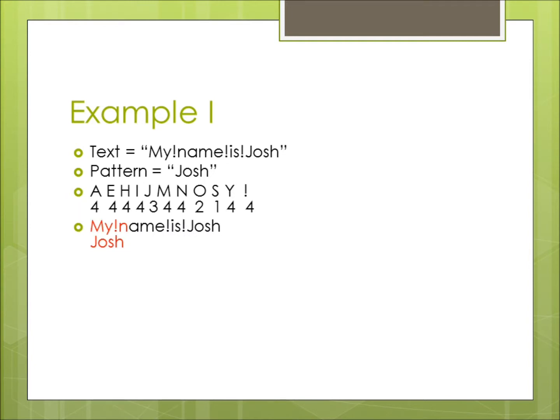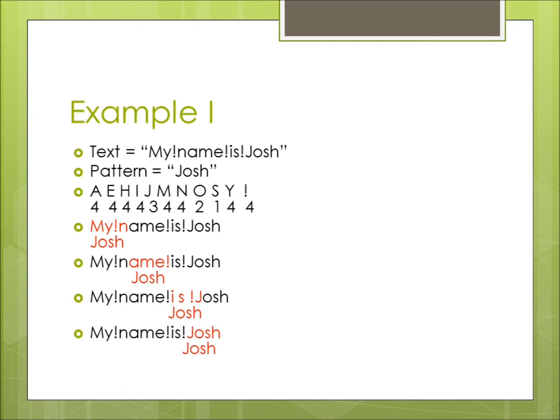First, the mismatch character is at n, so we consult the prefix table for n and move 4 places to the right. Next, we mismatch on an exclamation point. Consult the prefix table and move 4 places to the right. Now, we mismatch on J, however J is in the pattern, so we consult the prefix table and move 3 places to the right. The strings are equal, so we've succeeded.